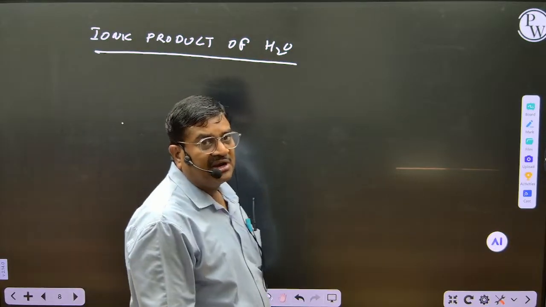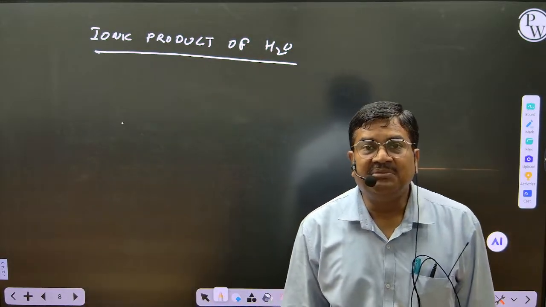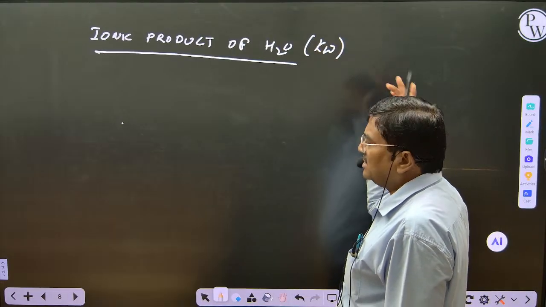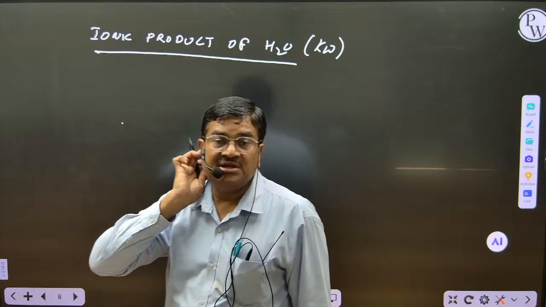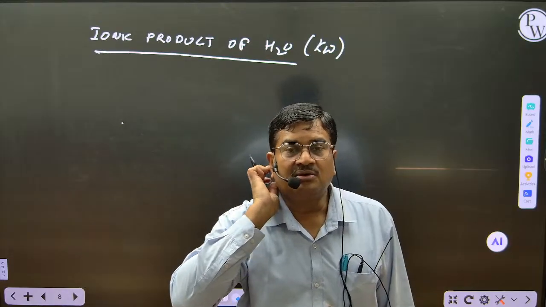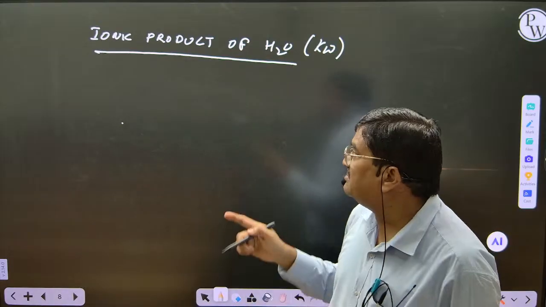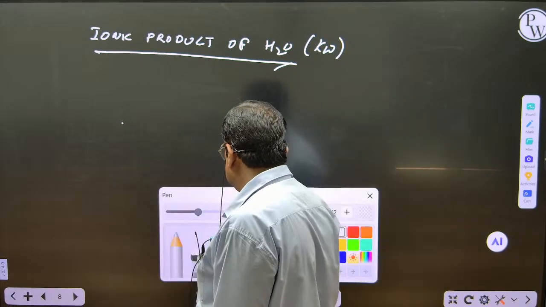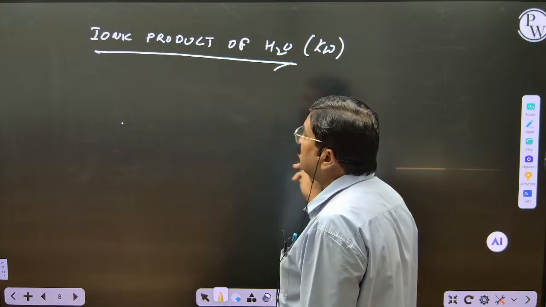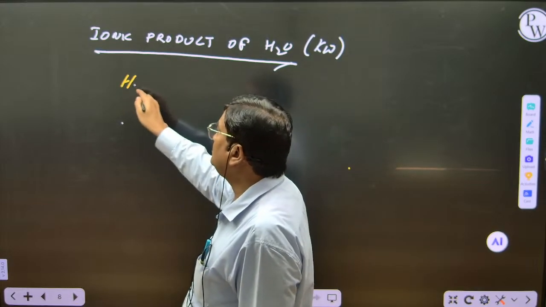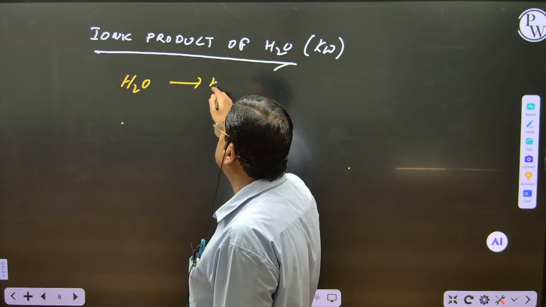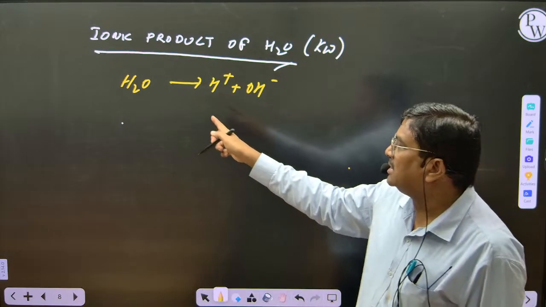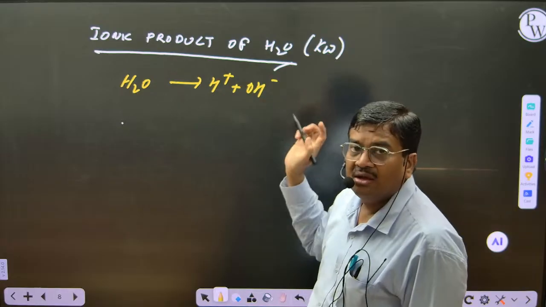Now see, ionic product of water is shown with the symbol Kw. What is this ionic product of water, student? You know water is a bad conductor of electricity. So here see how it ionizes. When we put it in water, water gets ionized into H plus ion and OH minus ion.